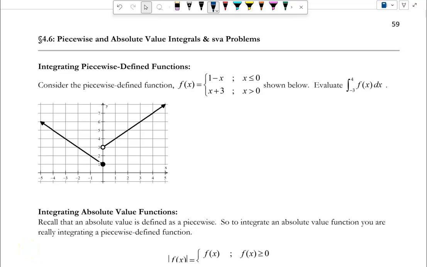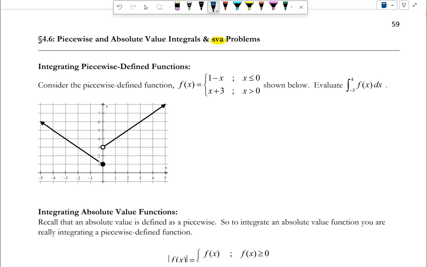A big focus of what we're learning in section 4.6 is involving position, velocity, and acceleration problems. So often we will abbreviate that SVA for position, velocity, and acceleration. But in order to do that, we need to understand something about piecewise defined functions and absolute value integrals.